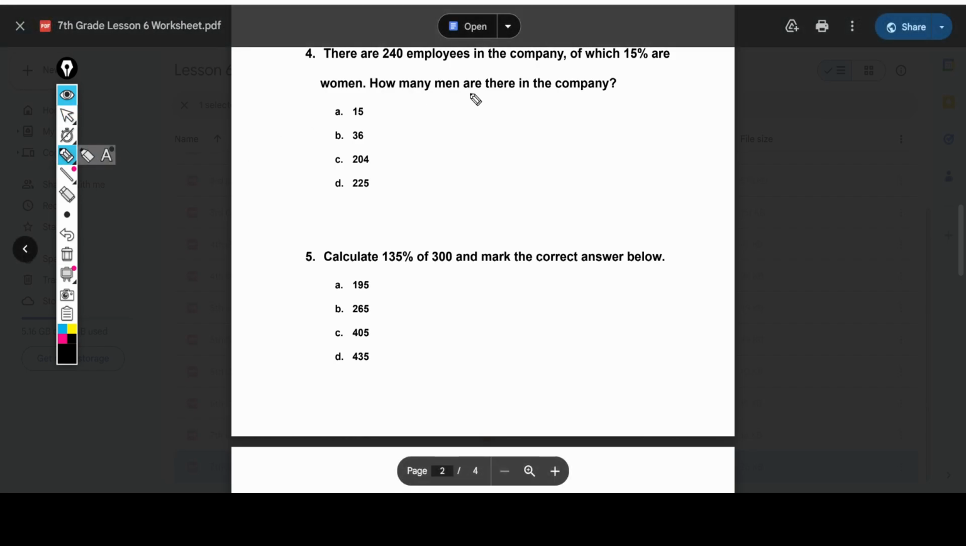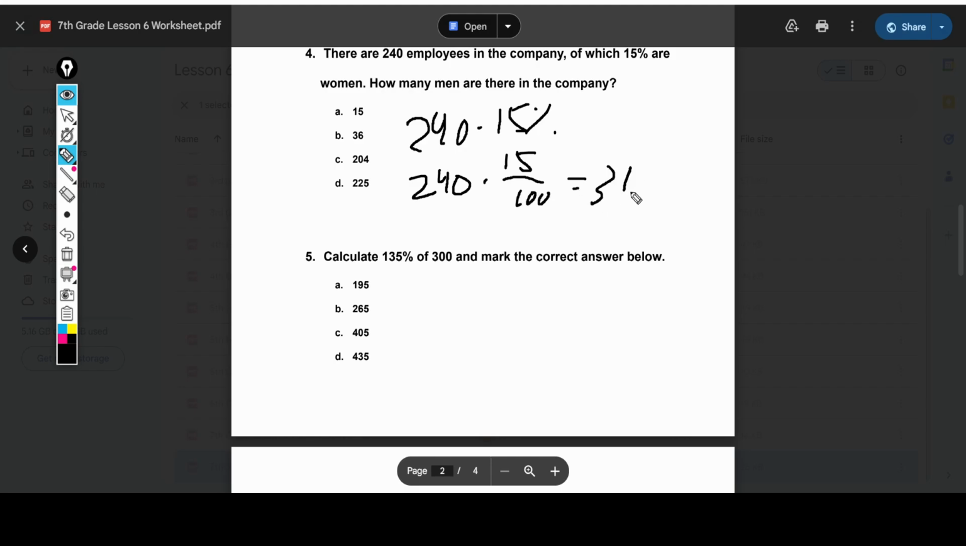Next, there are 240 employees in the company, of which 15% are women. So how many men are there in the company? Well, we can just find the number of women by multiplying 240 times 15%. And 15%, like before, is the same as 15 over 100. So we can do this multiplication. And then after you do that, you should get 36.